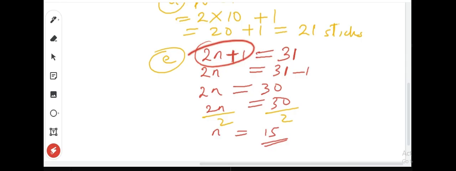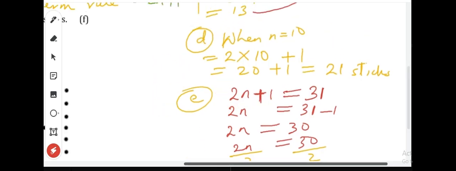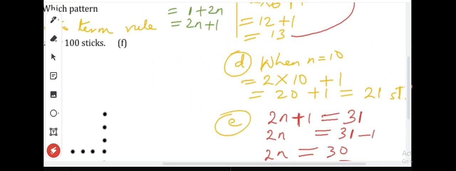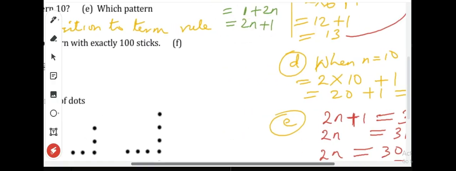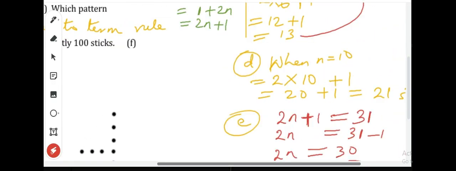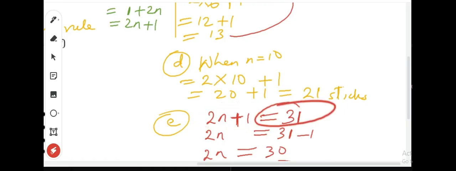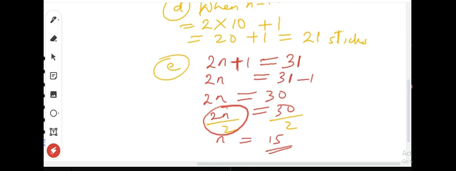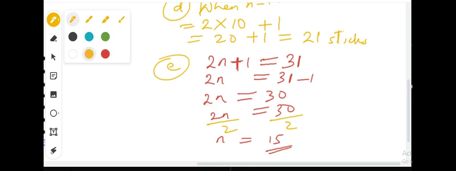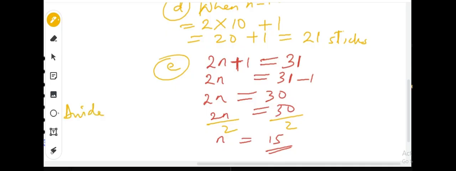I said write the formula. The position to term rule, which is the formula, is 2n plus 1, and it is equal to 31. You solve the equation: 2n equals 31 minus 1, so 2n is equal to 30. You divide both sides by 2. That gives us this, so it's pattern 15.